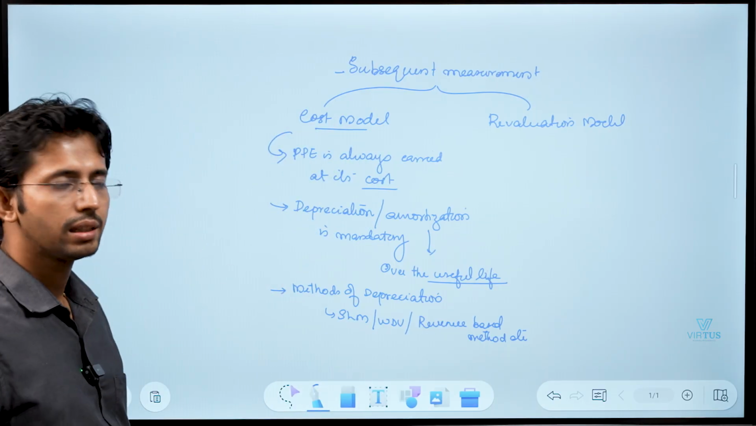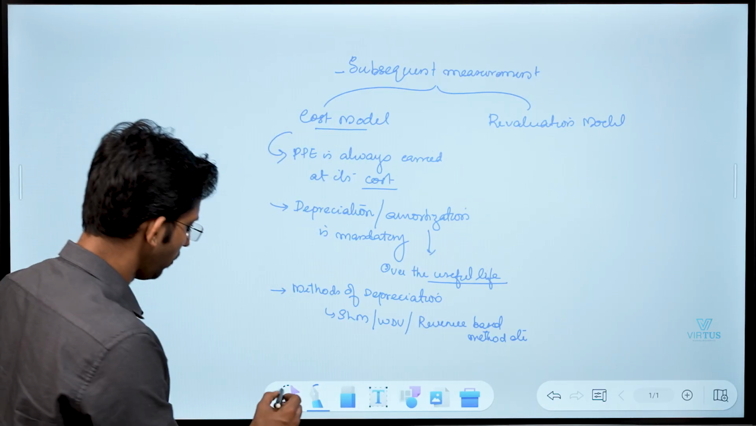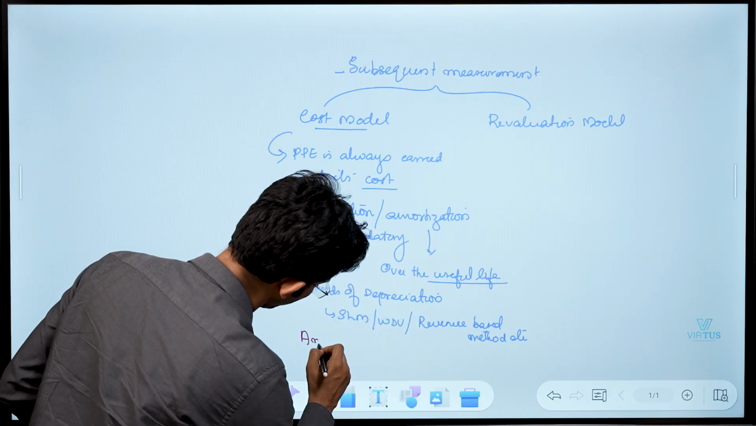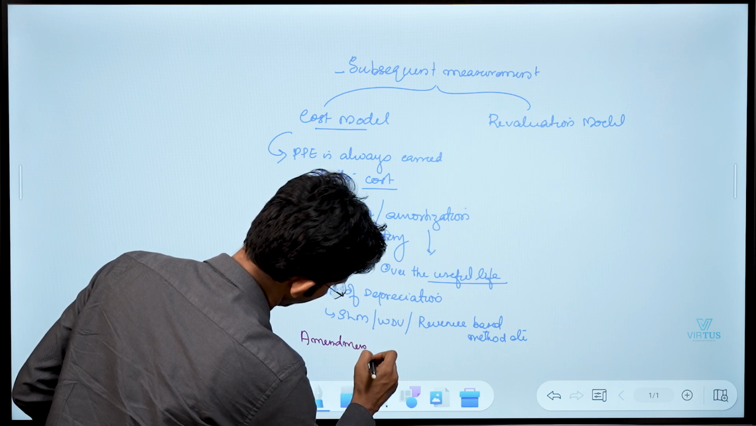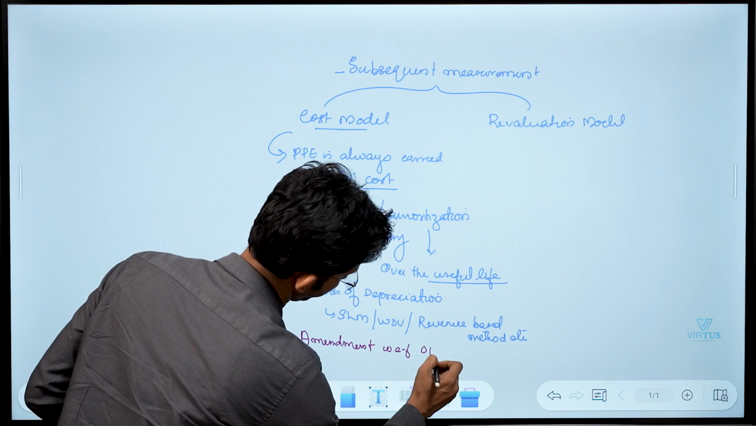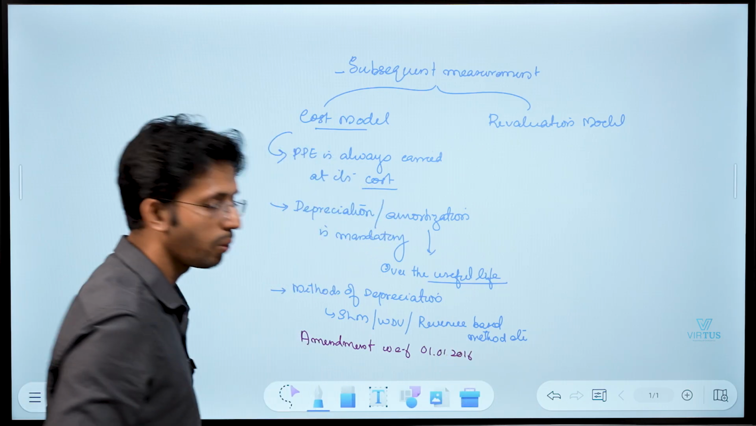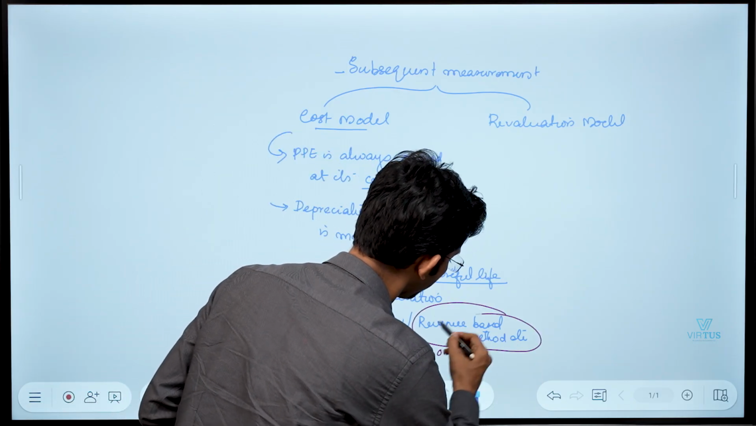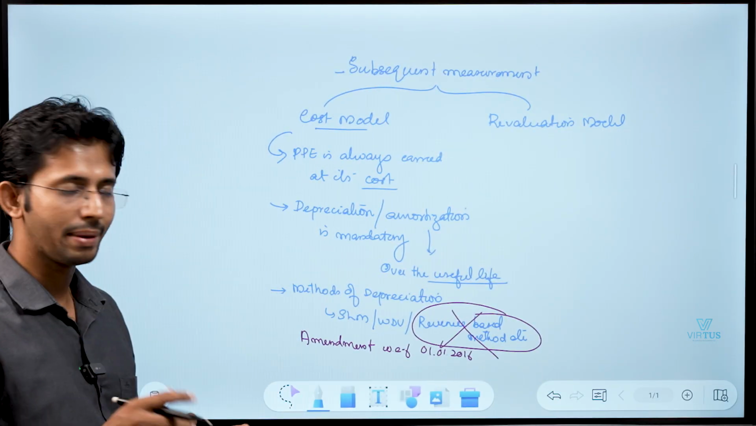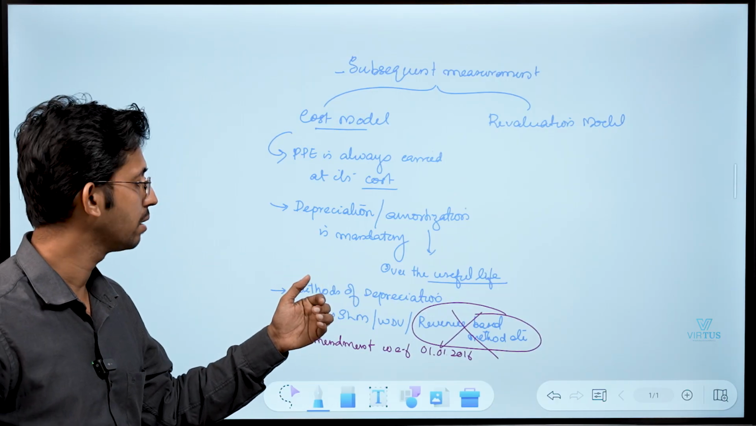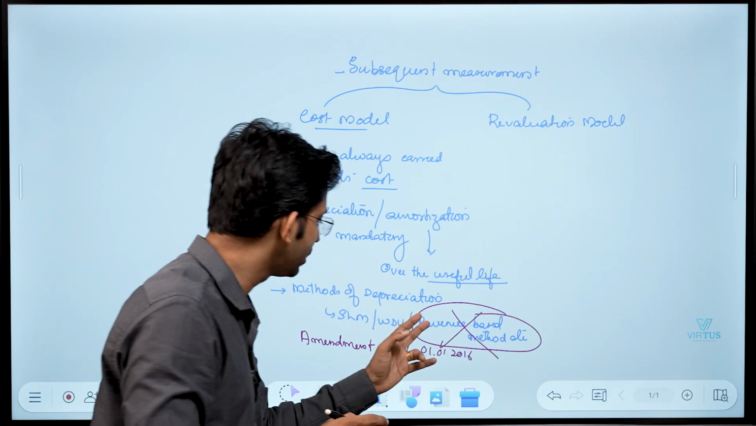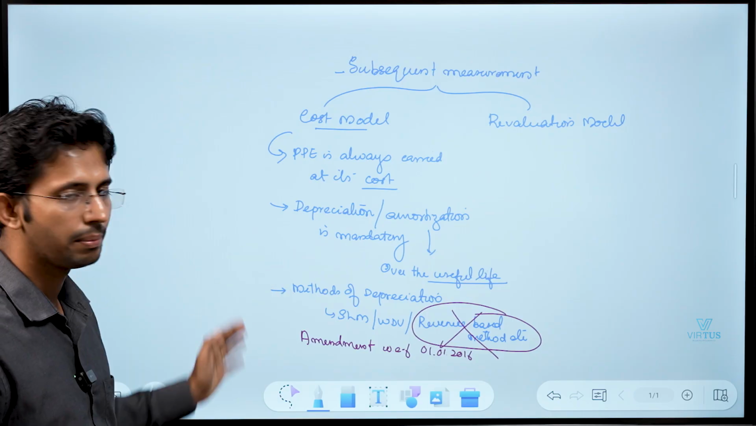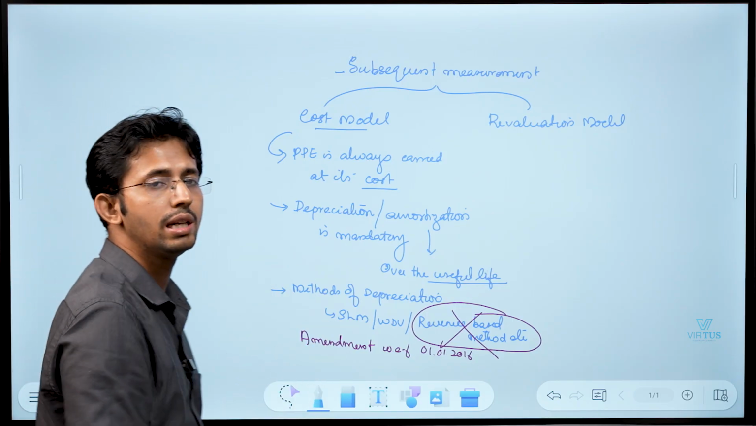One thing we have to keep in mind is that with effect from 1st January 2016, there was an amendment where the revenue based depreciation method was deleted. They removed the option to provide depreciation based on revenue. So you can't use the revenue based method of depreciation, but you can follow any other method, and commonly used are SLM, straight line method, or written down value method.